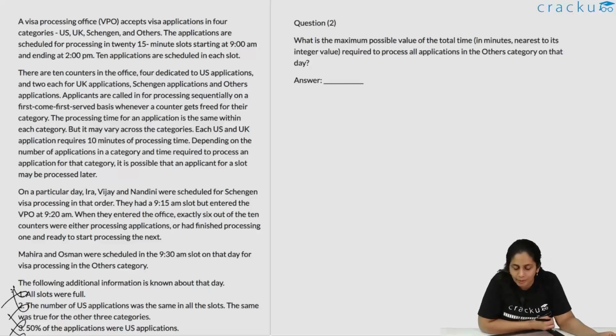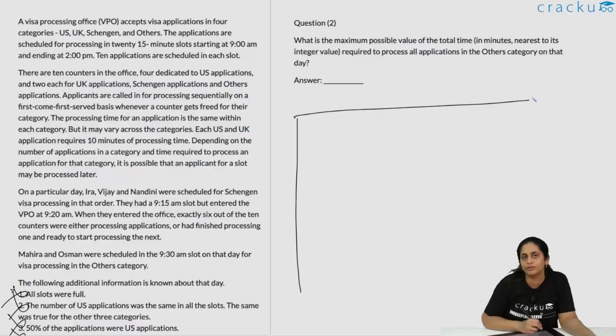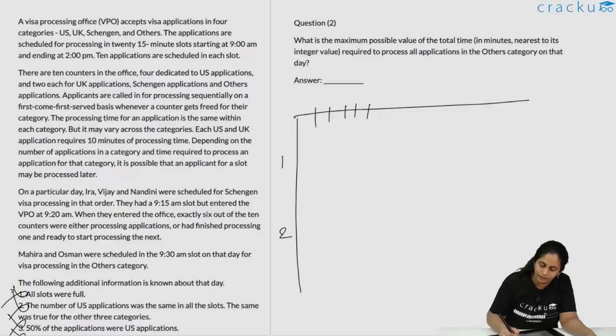What is the maximum possible value of the total time in minutes, nearest to its integer value, required to process all applications in the others category on that day? So we have to figure out how much time it will take for the others category. I can say for the others that each of them is going to take at max 5 minutes. So at 9 o'clock, on this counter timeline of 5, 10, 15, 20, 30, 40 and so on, you get 2 applications.